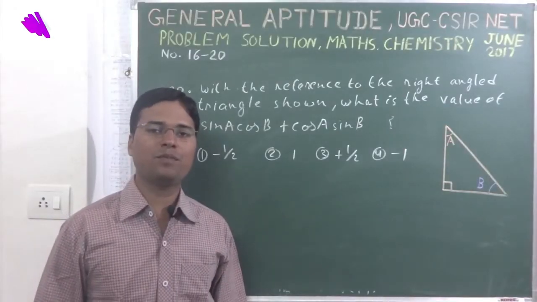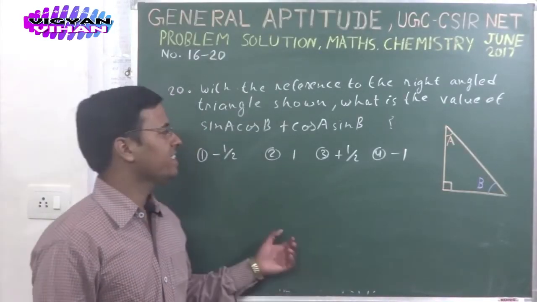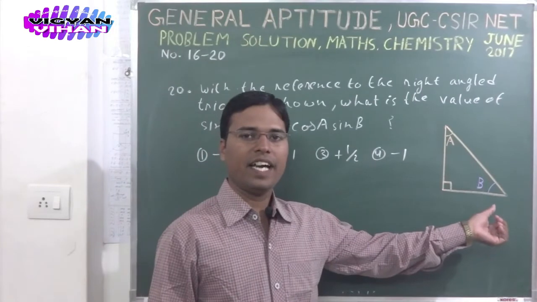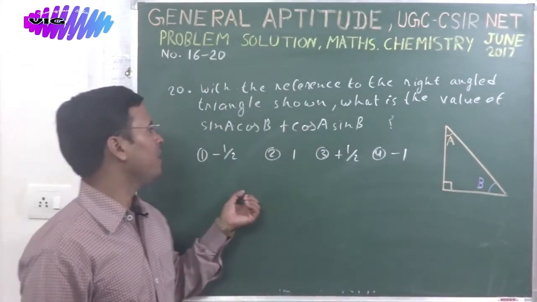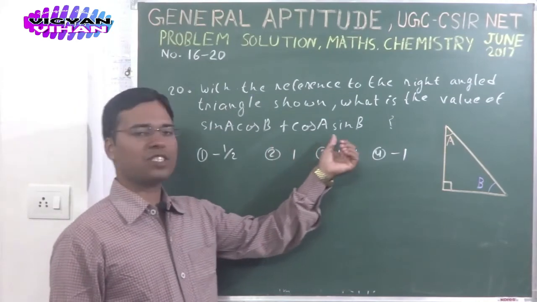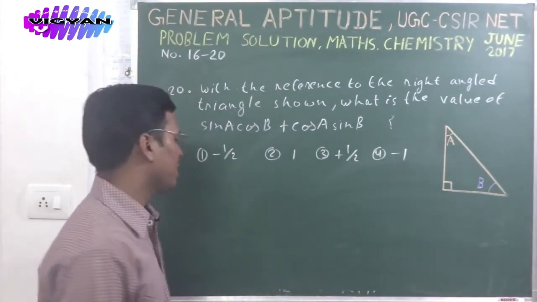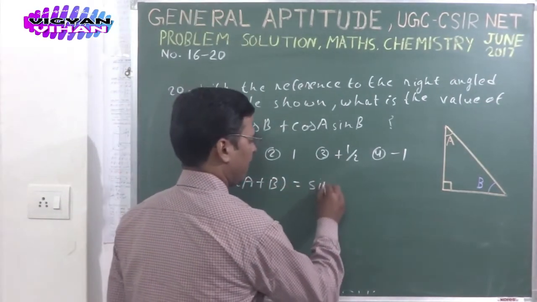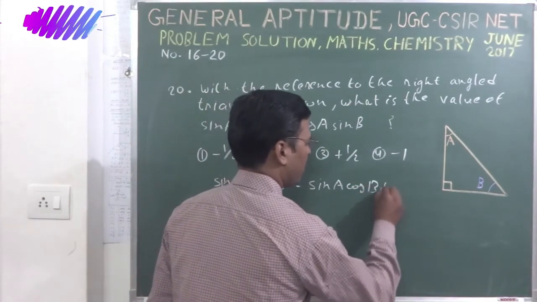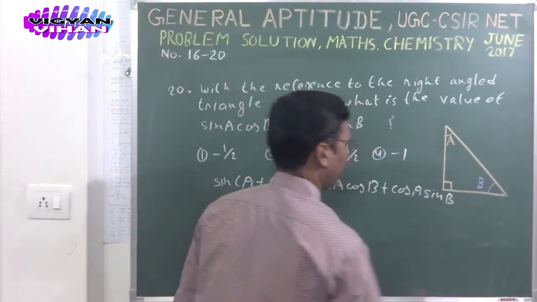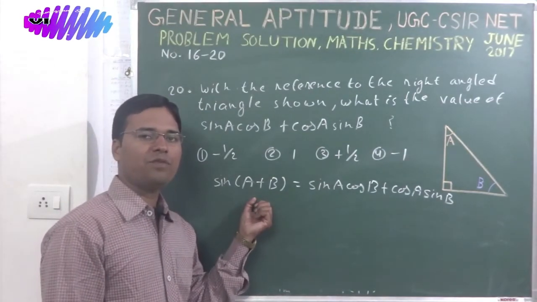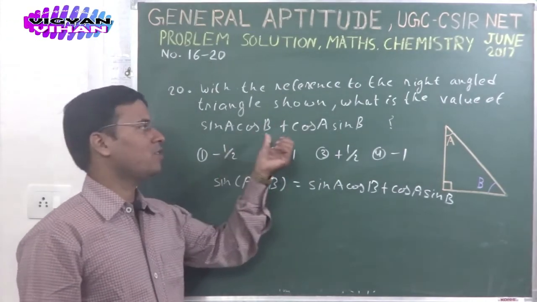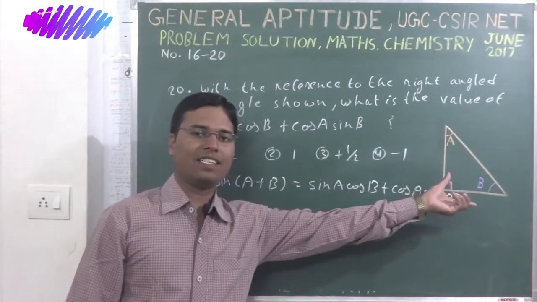Friends, here is the last problem of this episode, problem number 20. In this problem, there is a right angle triangle and its angles are A and B as shown in the figure. The question is asking the value of sin A cos B plus cos A sin B. We know the formula: sin of A plus B will give you the value sin A cos B plus cos A sin B. If I can get the value of A plus B, we can definitely find out the value of sin A cos B plus cos A sin B for a right angle triangle.